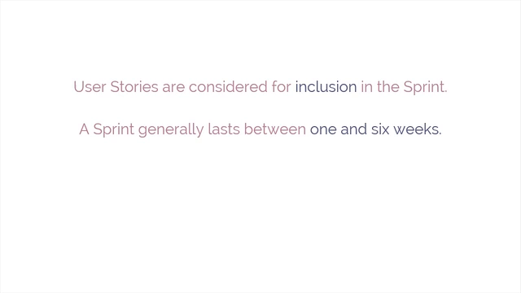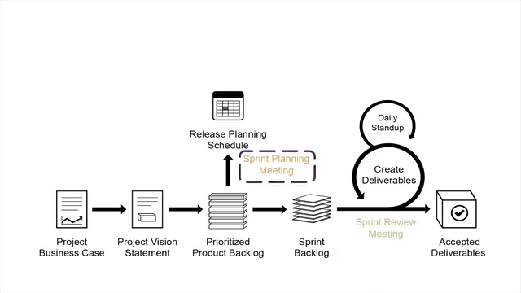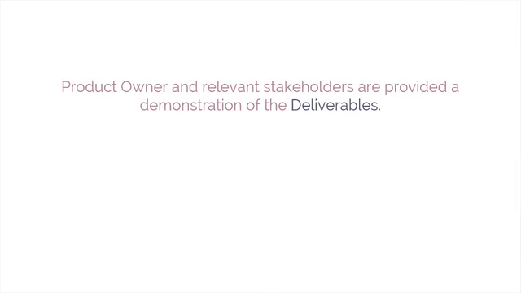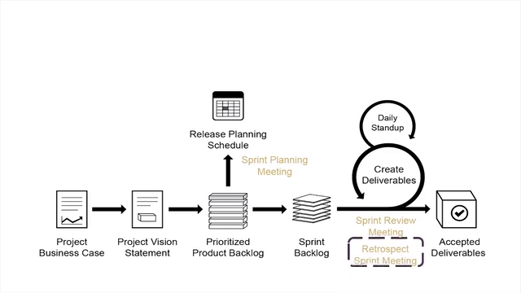or product increments. During the sprint, short, highly focused daily stand-up meetings are conducted where team members discuss daily progress. Toward the end of the sprint, a sprint review meeting is held, during which the product owner and relevant stakeholders are provided a demonstration of the deliverables. The product owner accepts the deliverables only if they meet the predefined acceptance criteria. The sprint cycle ends with a sprint retrospective meeting where the team discusses ways to improve processes and performance as they move forward into the subsequent sprint.